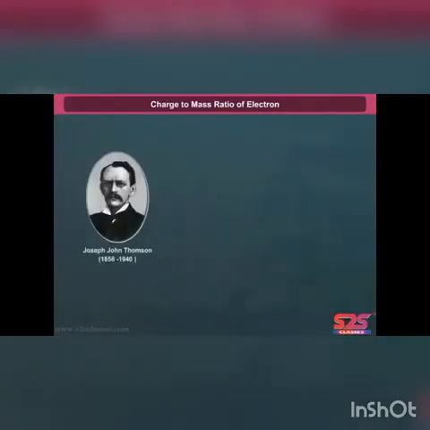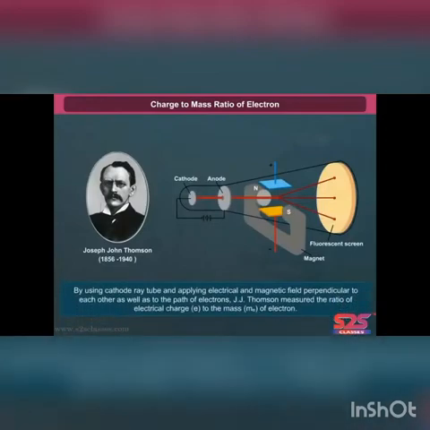Charge to mass ratio of electron. By using cathode ray tube and applying electrical and magnetic field perpendicular to each other, as well as to the path of electrons, J.J. Thomson measured the ratio of electrical charge e to the mass me of electron.